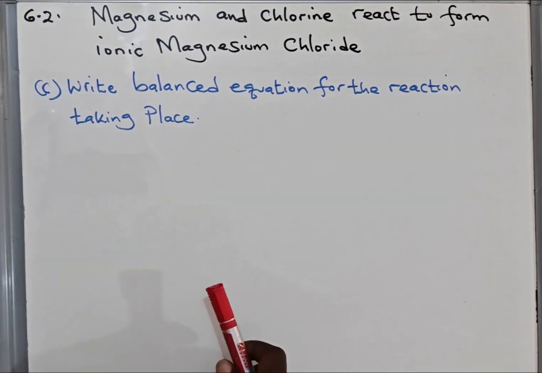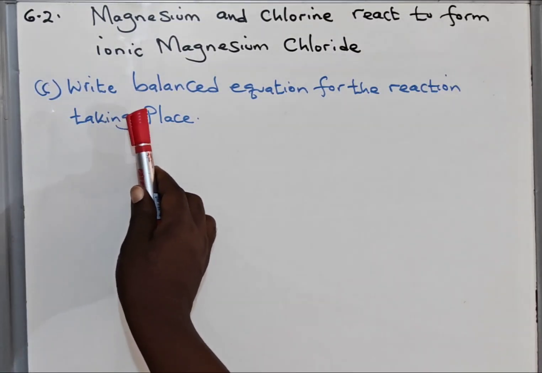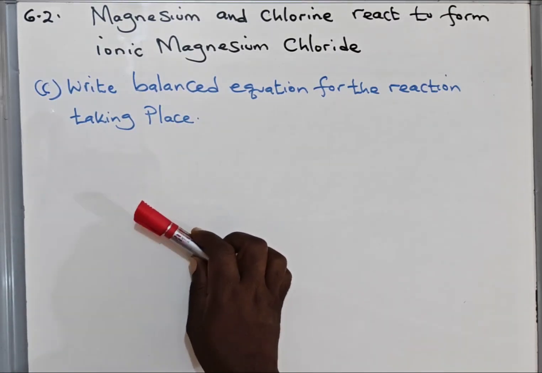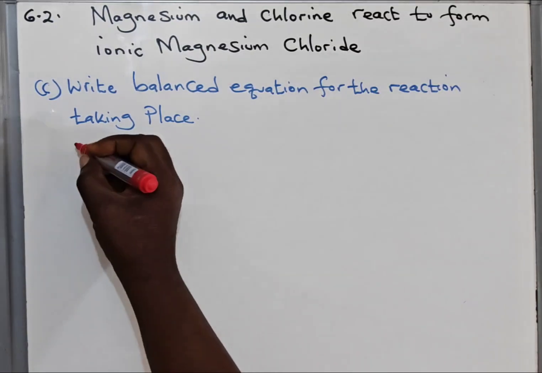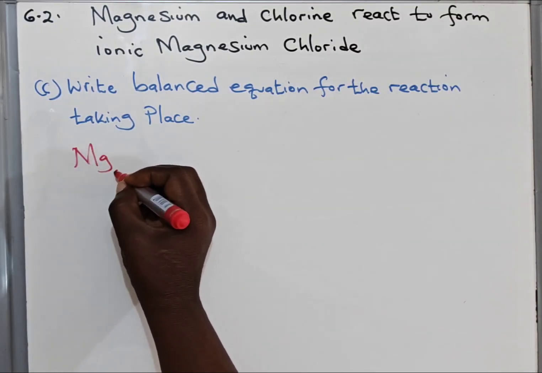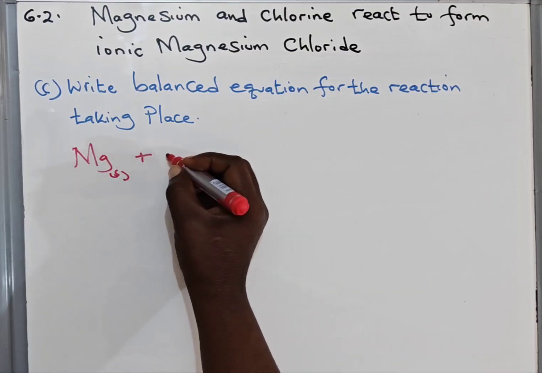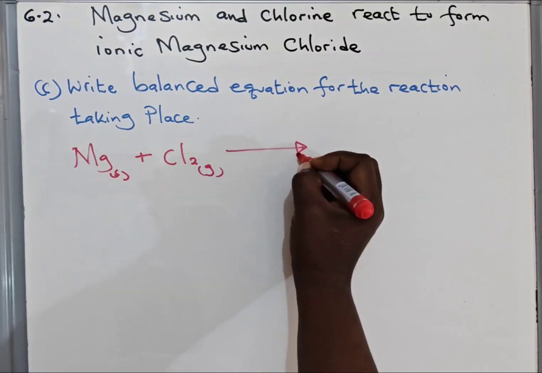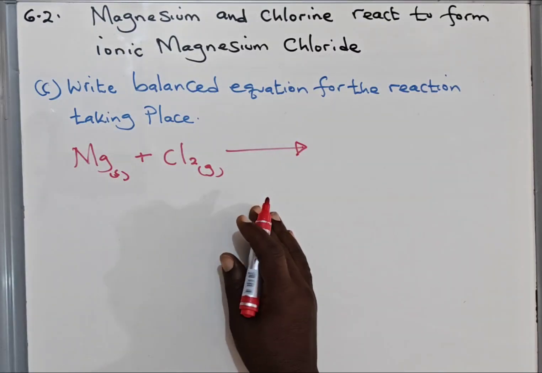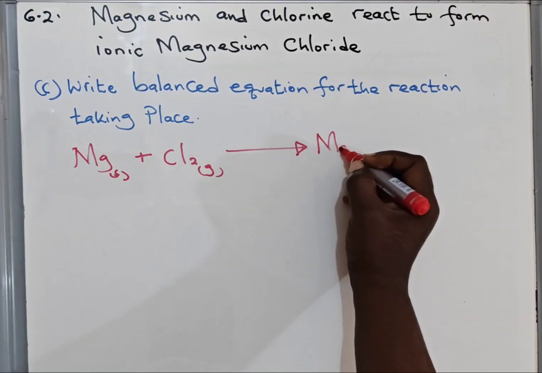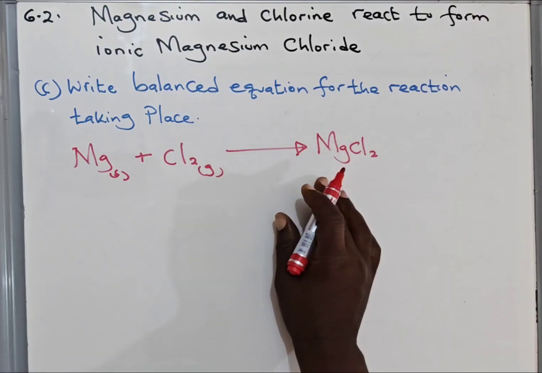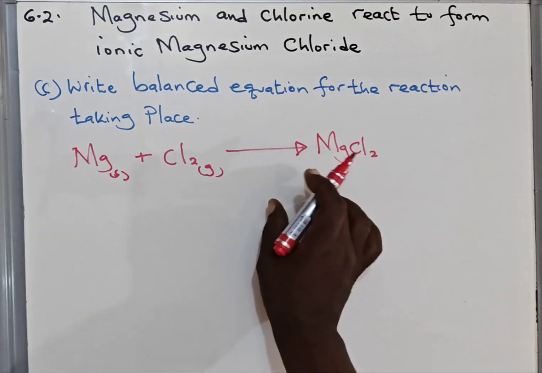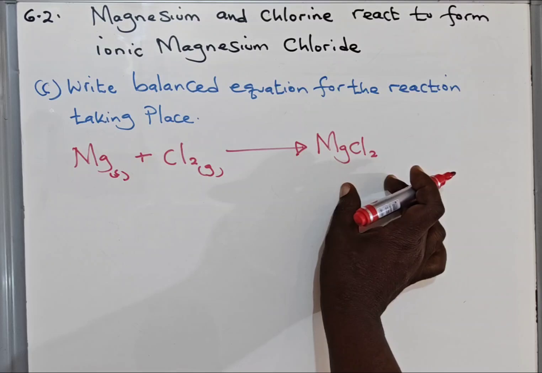Then we come to this one. It says write a balanced equation for the reaction taking place. So what are we having here? We're having magnesium, normally a solid, reacting with chlorine, which is a gas. And what you get out of this is the product, which is magnesium chloride. We have to know that magnesium has valence 2 and chlorine has valence -1. In exchanging the valence, this is what we get.